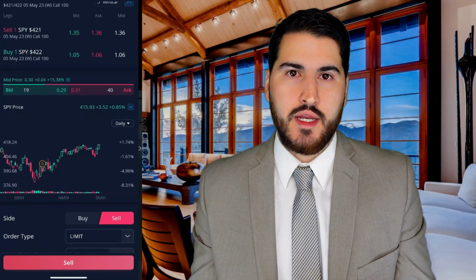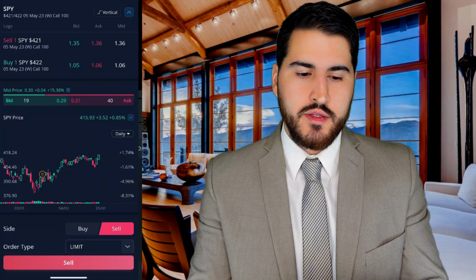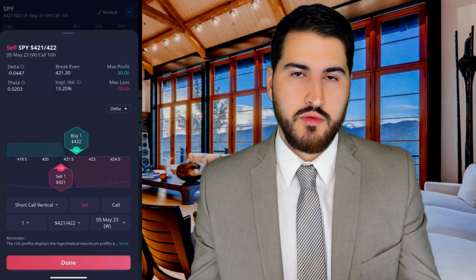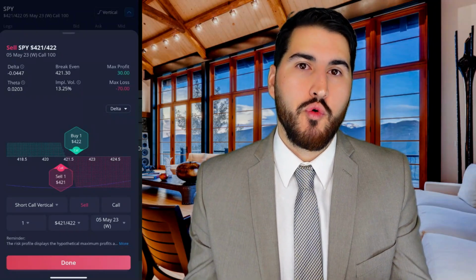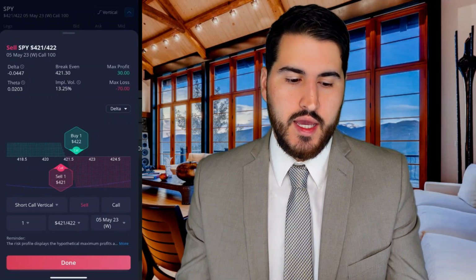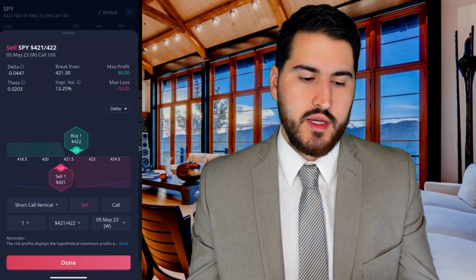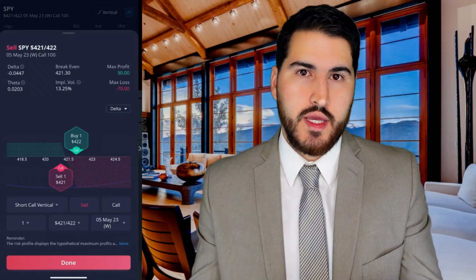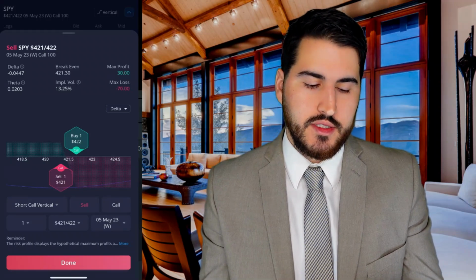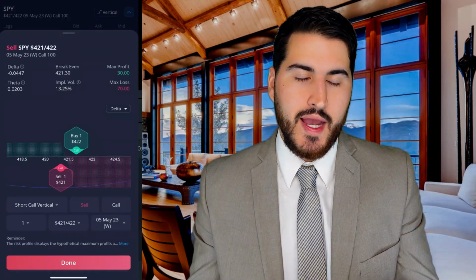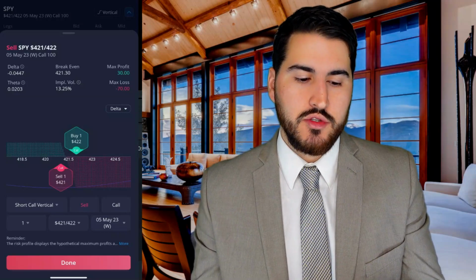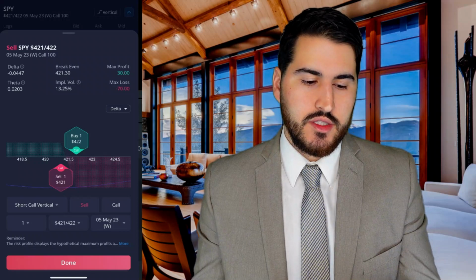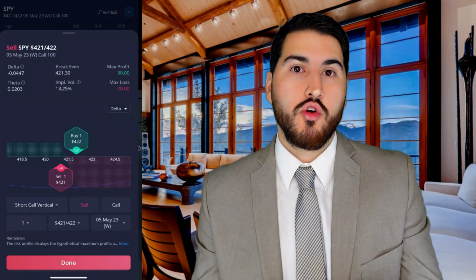this kind of trade. Now on Webull, if you were to click on this little vertical button up here, this is going to be your risk to reward, your risk profile for this particular contract. And as you can see, the break even is 421.3 because 421 is the lower strike and 30 cents is the credit. Our max profit is $30 and our max loss is $70. It's as easy as that. That is the risk profile for this call credit spread.